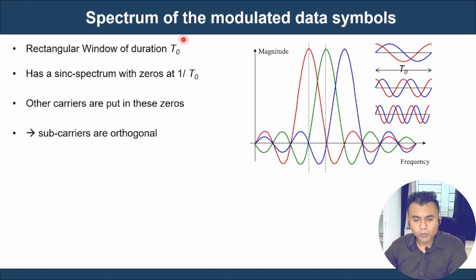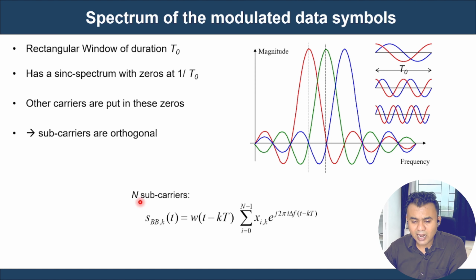How does it look? The spectrum of the modulated data symbols is visible here. You can see there are various frequencies which are orthogonal with each other, and they are carrying different symbols, which we have just discussed. A rectangular window function of duration T0 was used, and it has a sinc spectrum. The subcarriers generated here are orthogonal with each other. The problem is that there are N subcarriers and they overlap with each other; you can see this tail end. We'll look at how to resolve that problem also.